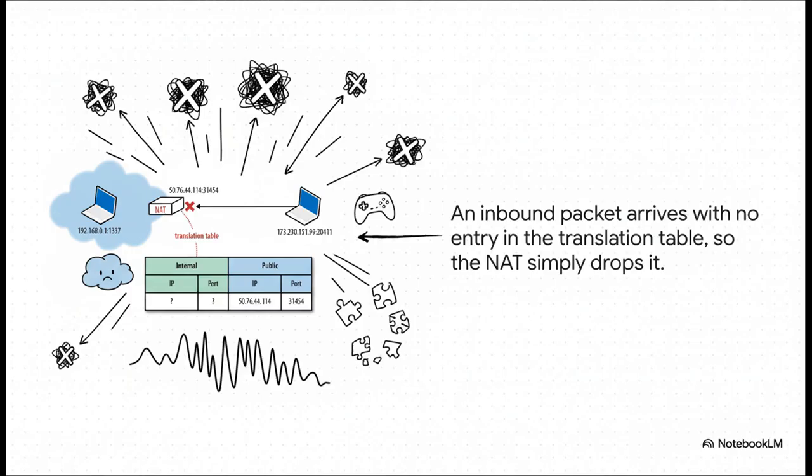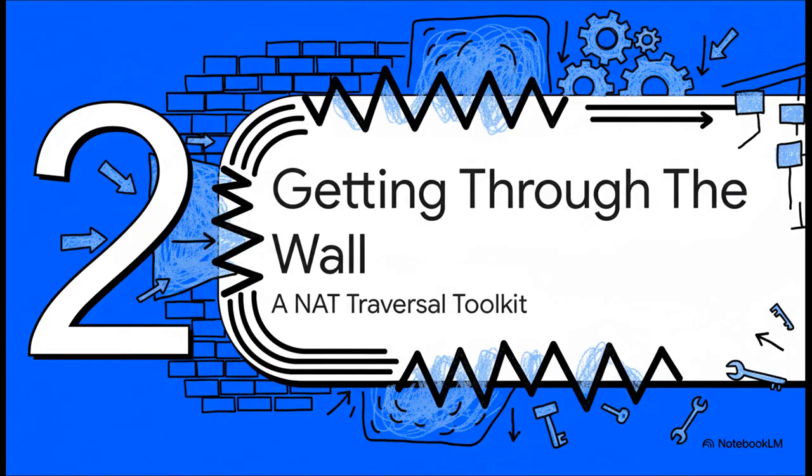What happens if someone on the outside wants to talk to you first? Say, for a peer-to-peer video call. A packet from them arrives at your router's public IP. Then it looks at its translation table and sees nothing. There's no existing entry. It has no idea which device inside your home this packet is for. So what does it do? It just drops it, throws it in the garbage. For things like online gaming or voice chat, this is an absolute showstopper. So if NAT is this giant invisible wall, how in the world do we get our UDP packets through it?